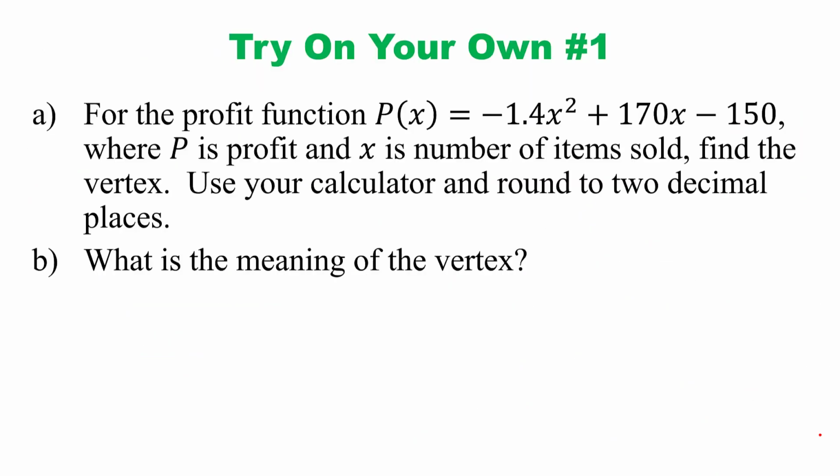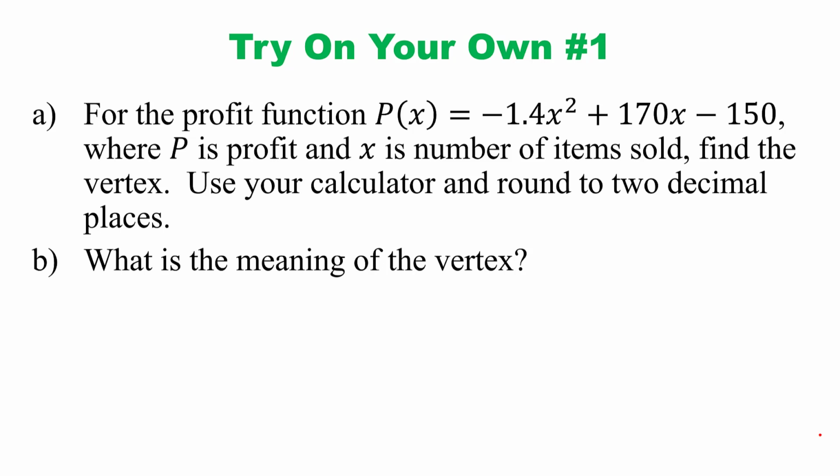And let's move on to our next problem, which is a try on your own. So go ahead and try this problem. For the profit function, P of x equals negative 1.4x squared plus 170x minus 150, where P is profit and x is number of items sold, find the vertex. Use your calculator and round to 2 decimal places. And then answer part B, what is the meaning of the vertex?